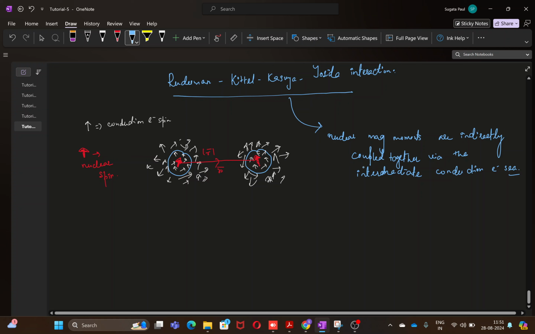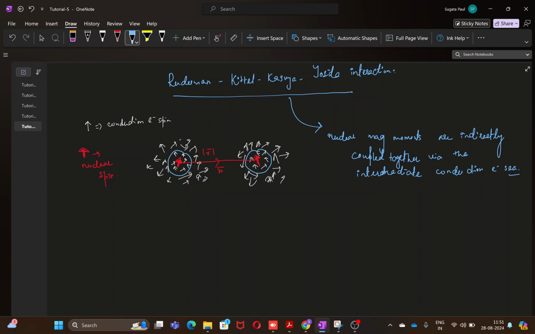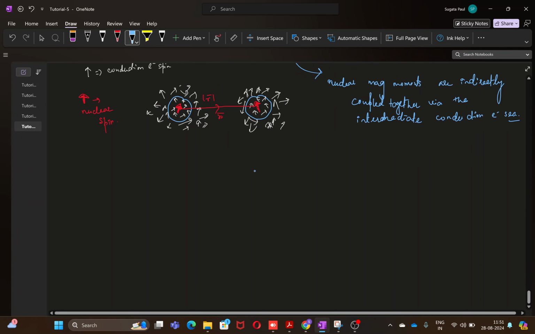Obviously this is an indirect kind of interaction because it happens via the conduction electrons, not through direct interaction between the spin moments of the nuclei. If you plot the exchange interaction strength, or exchange integral J, against the distance between the two atoms or nuclei, you will see that it goes somewhat like this.